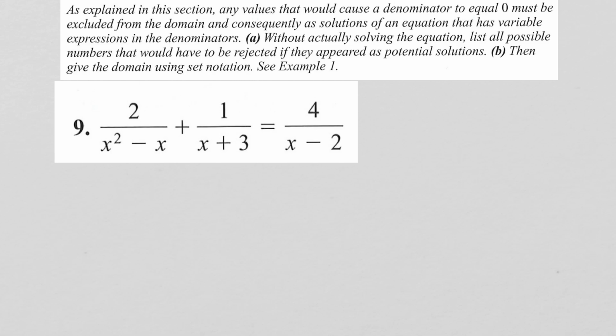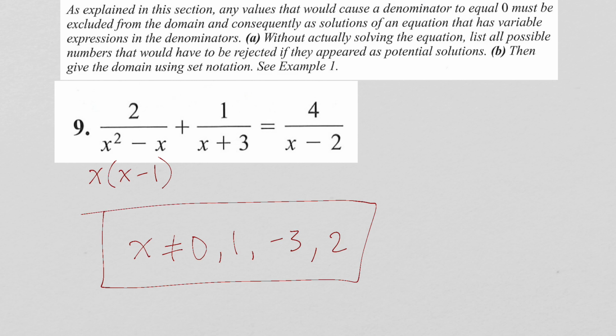Okay, before we know that x cannot be negative 3 and positive 2, but we have to factor this first. This is going to factor as x times x minus 1. So x cannot be equal to a 0 from this, a positive 1 from this, a negative 3 from this, and a positive 2 from this. So x can't be equal to any of those 4 values. Could be equal to anything else potentially.